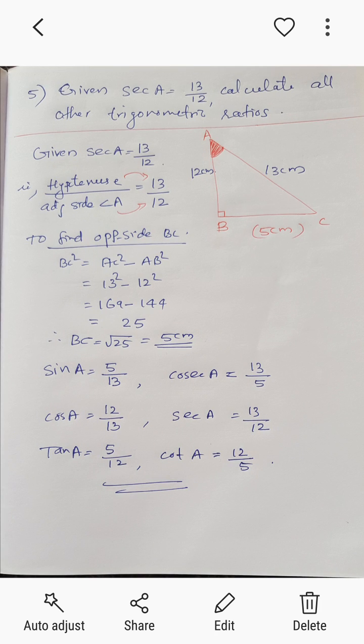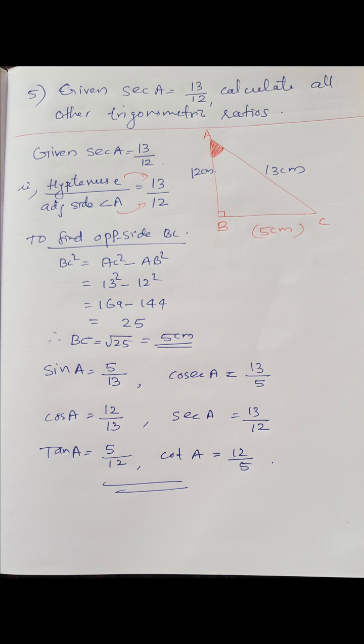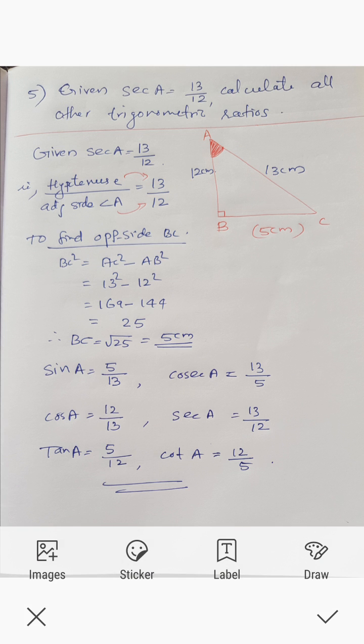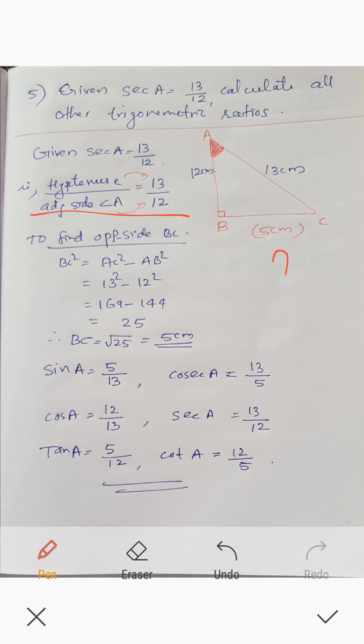Next question number 5. Given sec A equal to 13 by 12, the similar type of question, so I am not explaining it much more. Sec A equal to 13 by 12, calculate all other trigonometric ratios. Sec means hypotenuse by adjacent side, 13 by 12. So find the missing side BC. Using Pythagoras theorem we got BC equal to 5. This side is found and all the remaining trigonometric ratios are written. It's a very simple question.